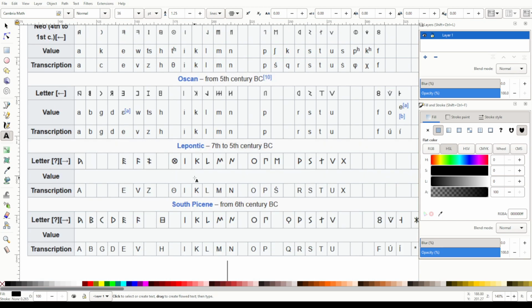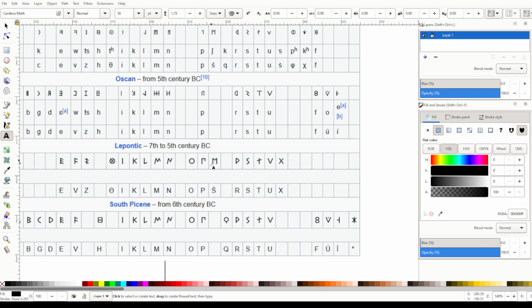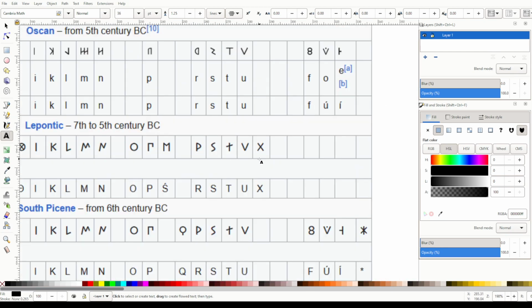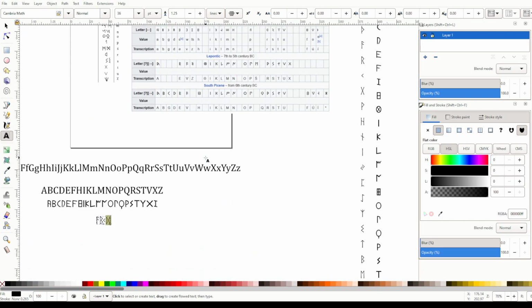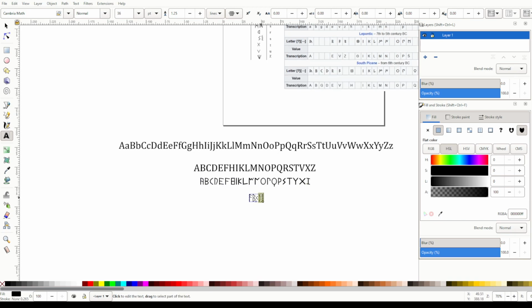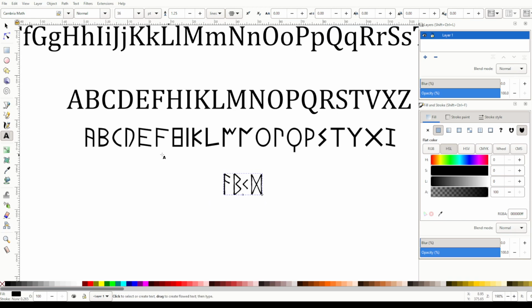Where Pontic is, it looks like they have a different character there. But it also looks a lot like this. So where exactly that came from, I don't know, but something like that. I-K.